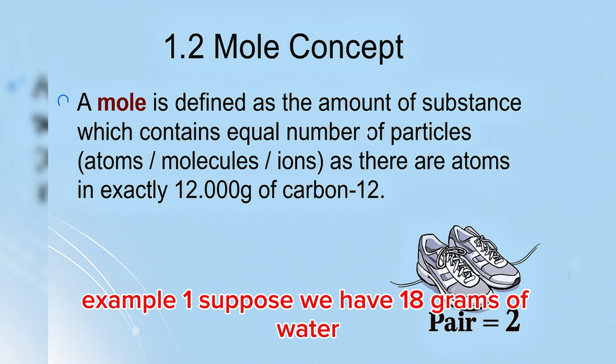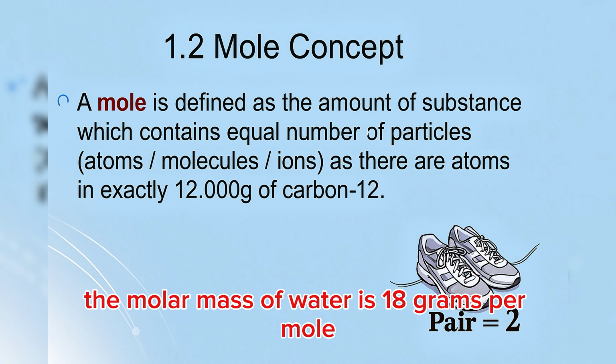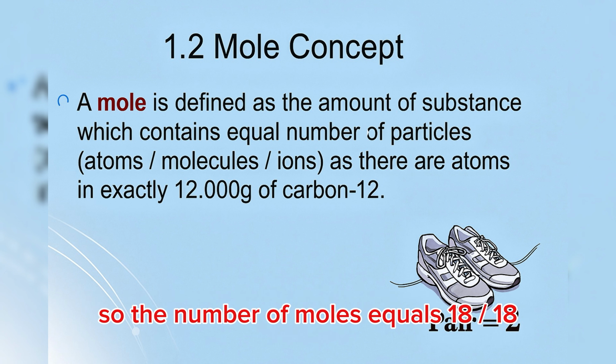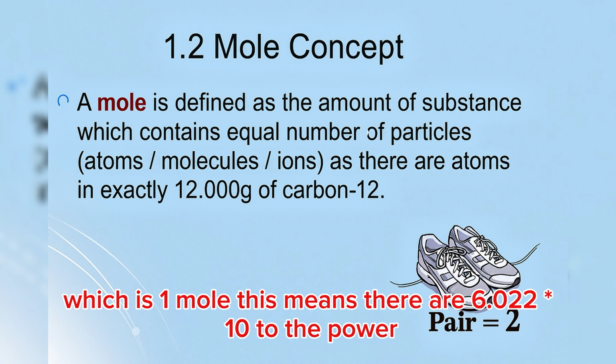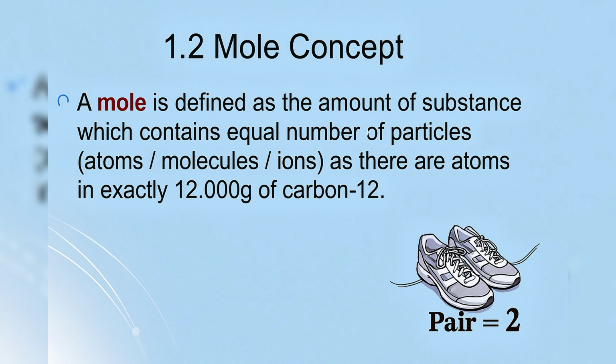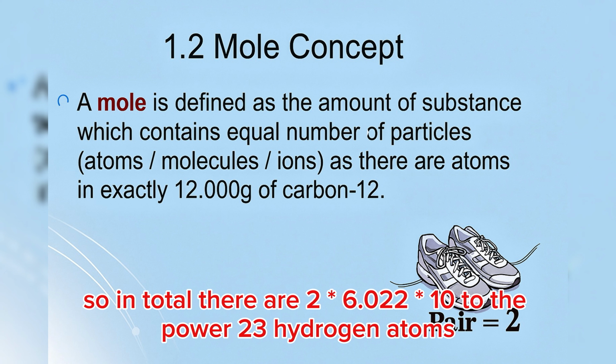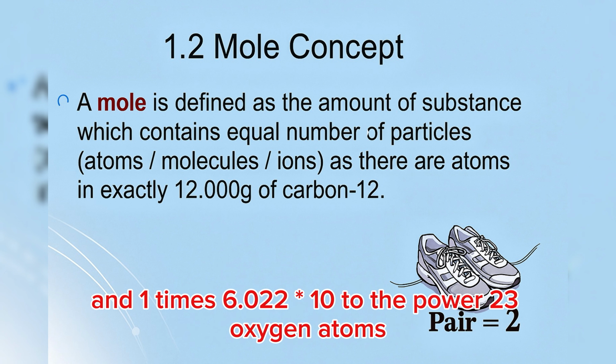Example 1. Suppose we have 18 grams of water. The molar mass of water is 18 grams per mole, so the number of moles equals 18 divided by 18, which is 1 mole. This means there are 6.022 times 10 to the power 23 molecules of water in 18 grams. If we want to know the number of atoms, we multiply further. Each molecule has 2 hydrogen atoms and 1 oxygen atom, so in total, there are 2 times 6.022 times 10 to the power 23 hydrogen atoms and 1 times 6.022 times 10 to the power 23 oxygen atoms.